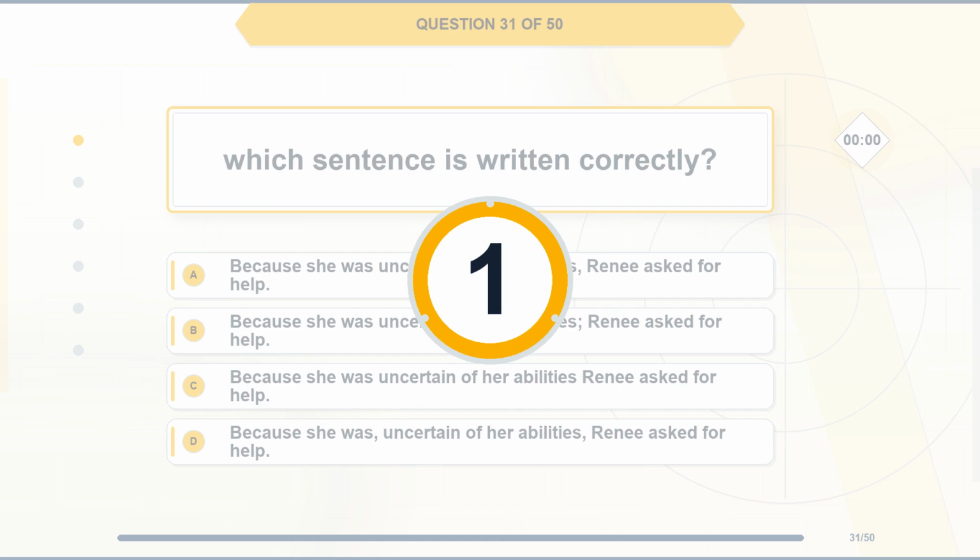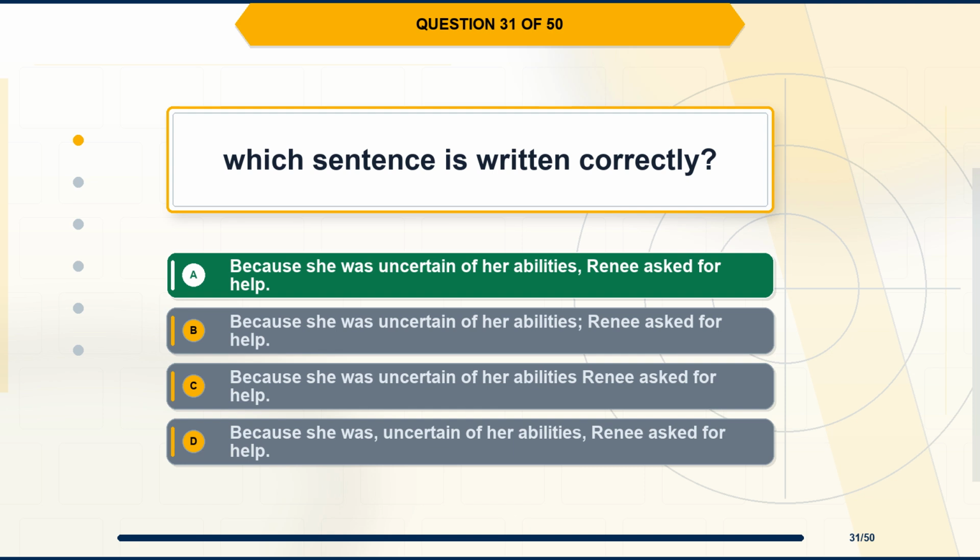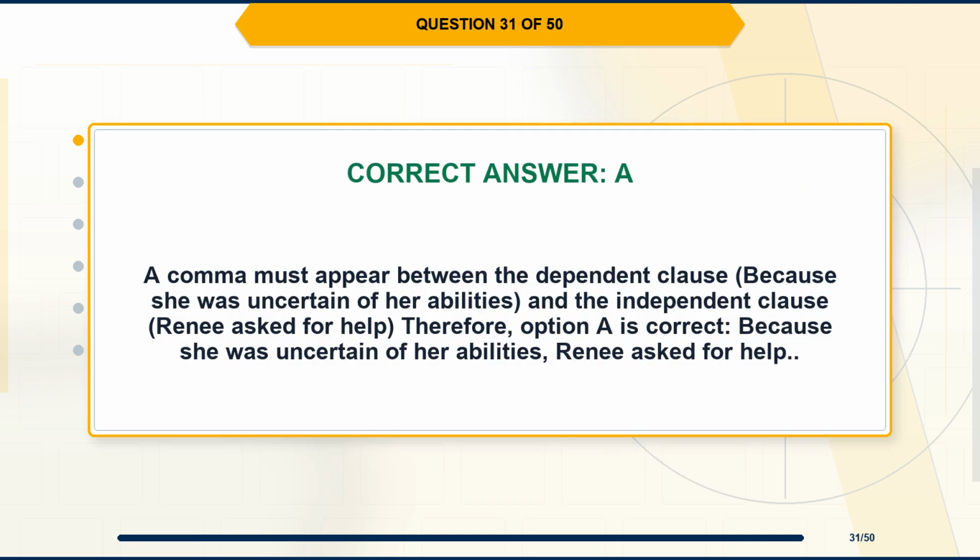The correct answer is option A, because she was uncertain of her abilities, Renee asked for help. Explanation. A comma must appear between the dependent clause, because she was uncertain of her abilities, and the independent clause, Renee asked for help. Therefore, option A is correct, because she was uncertain of her abilities, Renee asked for help.